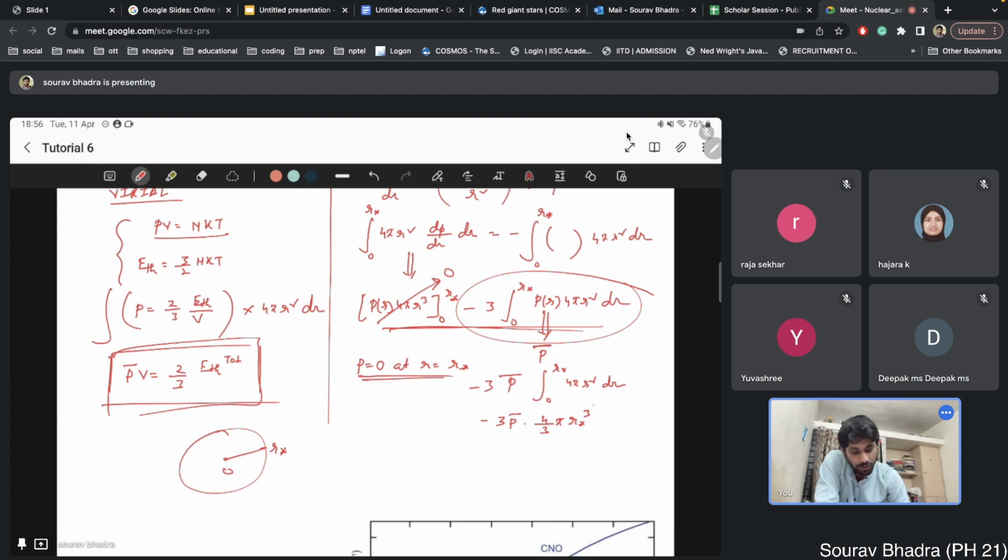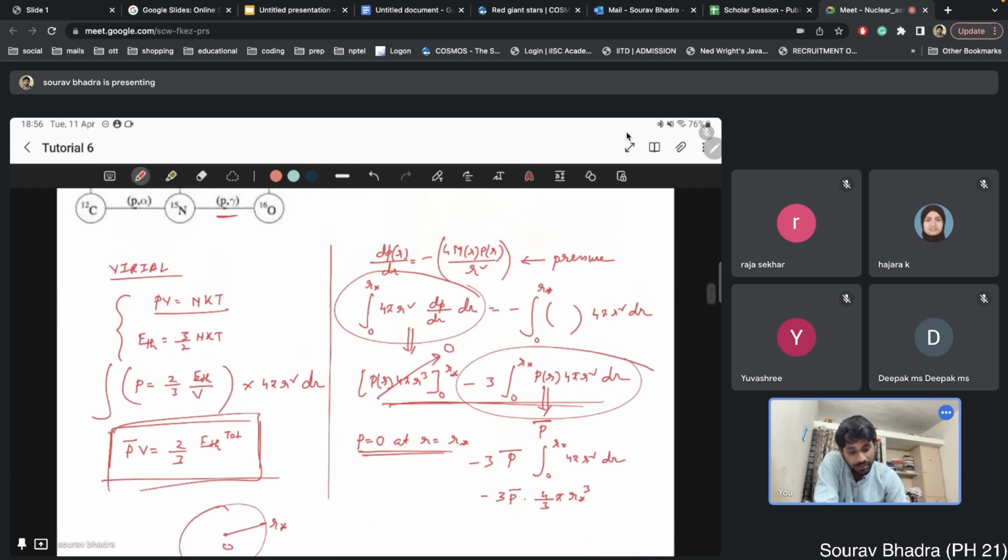Now all this value is coming from considering the left hand side only. And what is the right hand side? Right hand side is actually G m rho by r square times 4 pi r square dr. Okay.